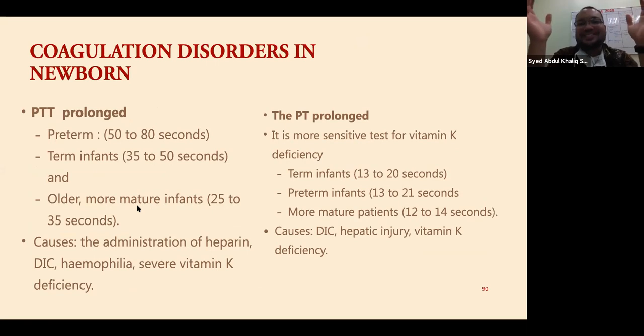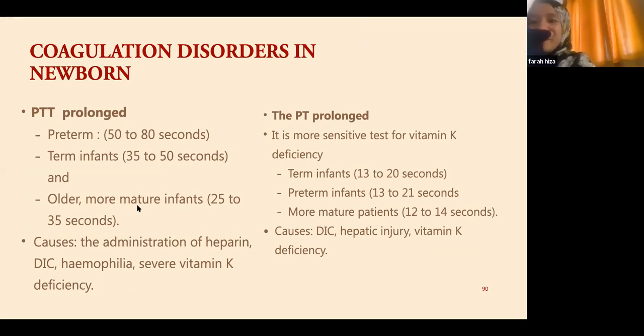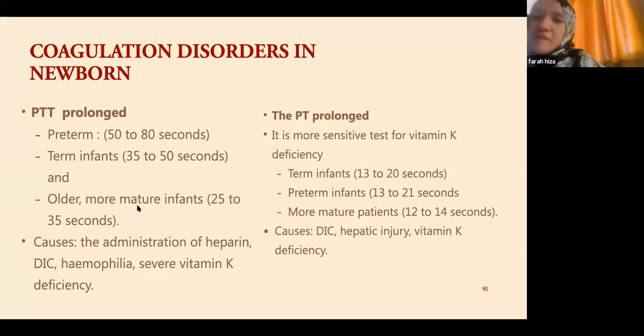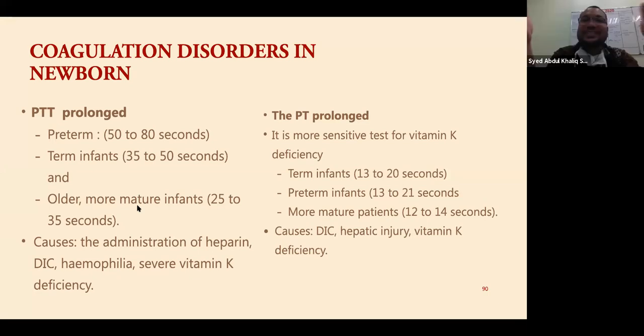What is an infant? An infant is a child less than 1 year old. So term infants are babies born at term. That's why we say term infants. More mature infants are infants that are beyond the neonatal period. They are more mature. Okay, Doctor. Thank you.